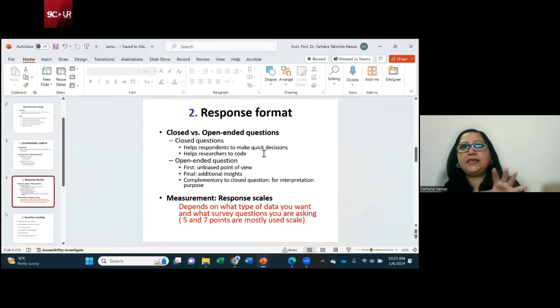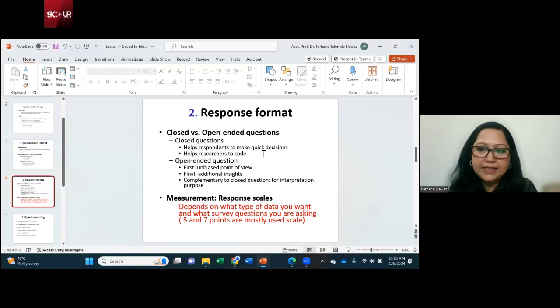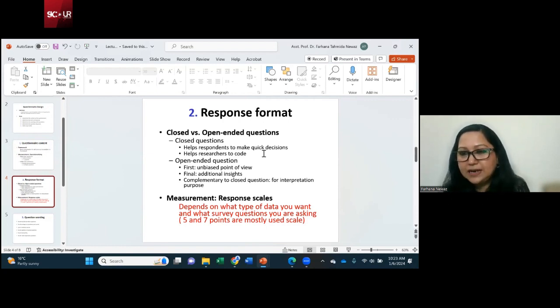And you need to justify it. If you are using 5-point, then you need to justify it, and that justification you can usually get from previous studies. You will see what point Likert scale that particular study used, and why.